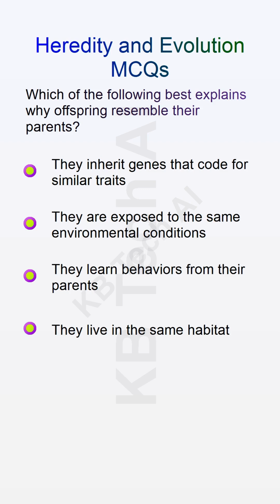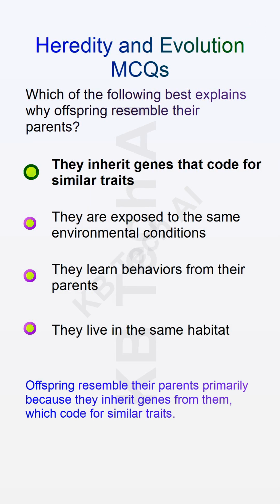Which of the following best explains why offspring resemble their parents? Option 1, they inherit genes that code for similar traits. Option 2, they are exposed to the same environmental conditions. Option 3, they learn behaviors from their parents. Option 4, they live in the same habitat. The answer is, option 1, they inherit genes that code for similar traits.